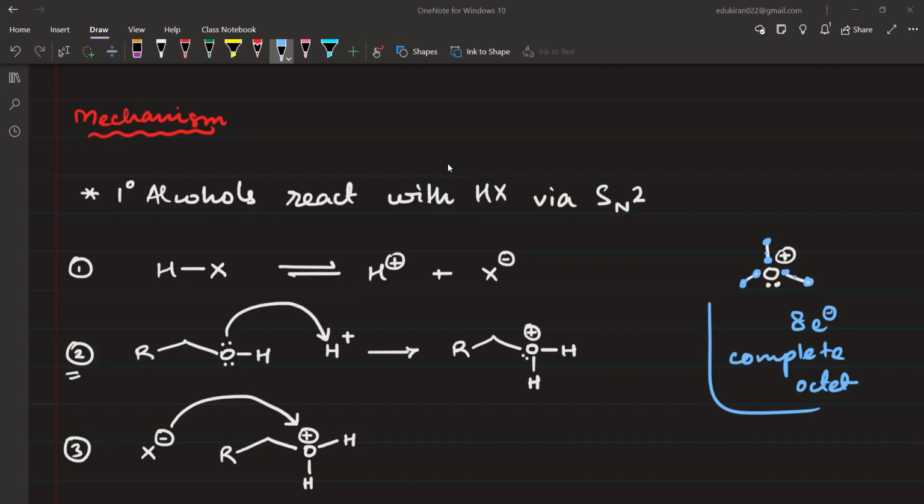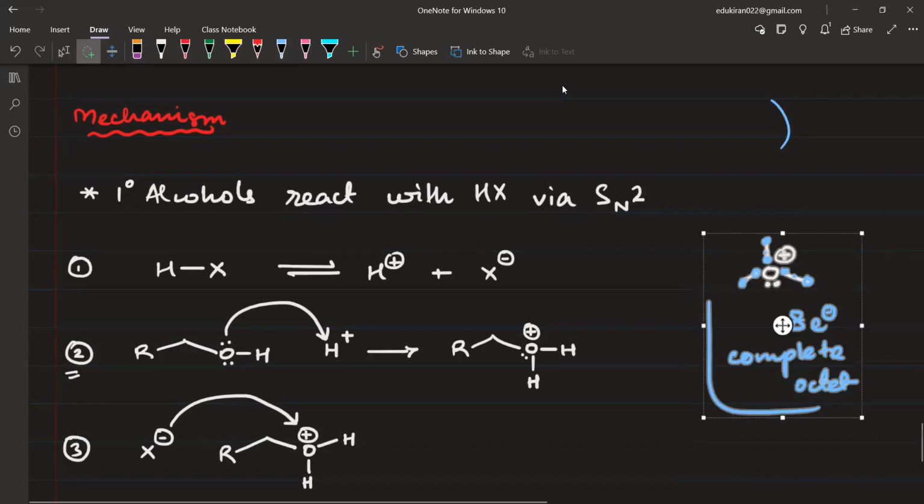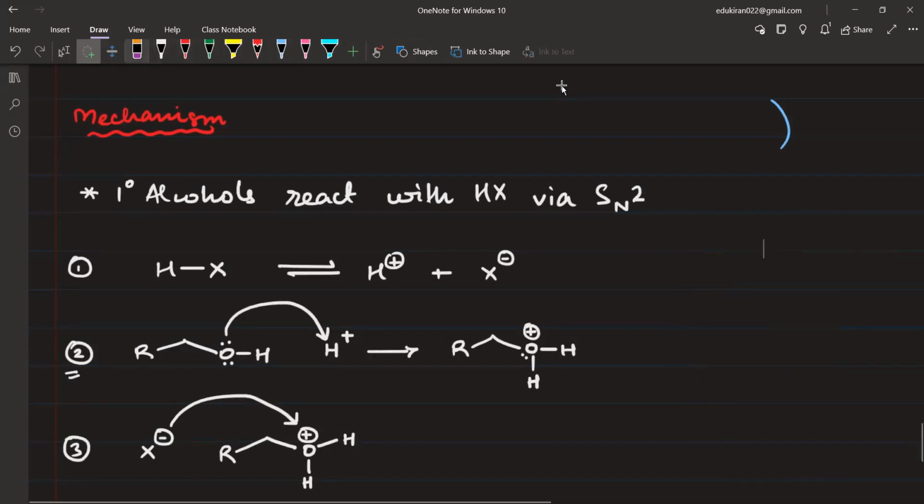Okay, so if it is having a complete octet, oxygen cannot have more than 8 electrons, because oxygen is only having the second shell. The second shell has a maximum of 8 electrons, and it is already having a maximum of 8 electrons. That is why the X negative cannot attack the oxygen atom. This attack won't happen. Rather, what is going to happen?